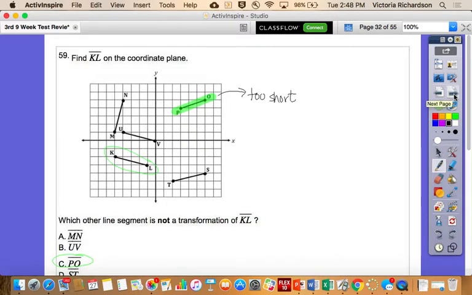59, this is along the same lines as the last one. It says, which other line segment is not a transformation of KL? If you look at KL, the distance goes across 4 blocks: 1, 2, 3, 4. If you look at PO, the distance only goes across 3 blocks. So this one is too short, so your answer is C.